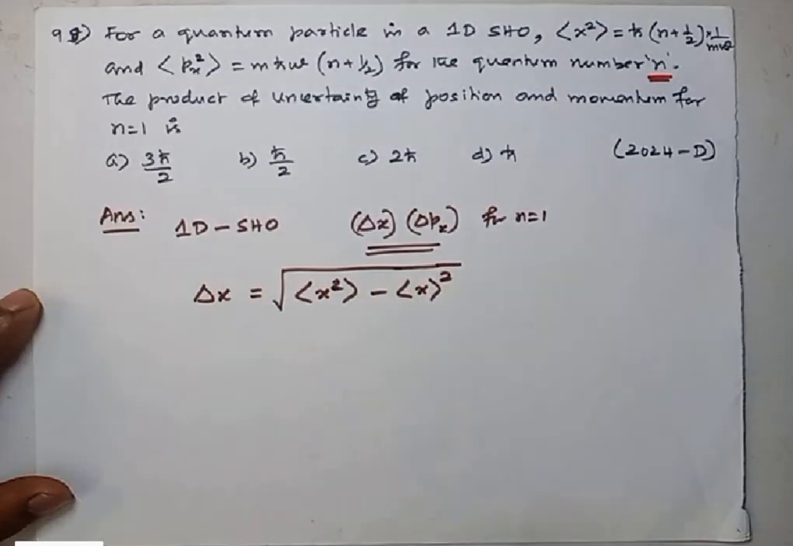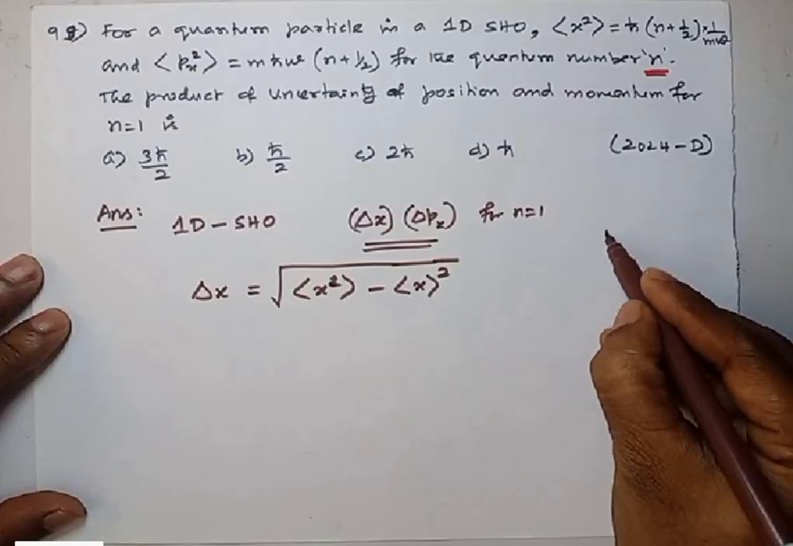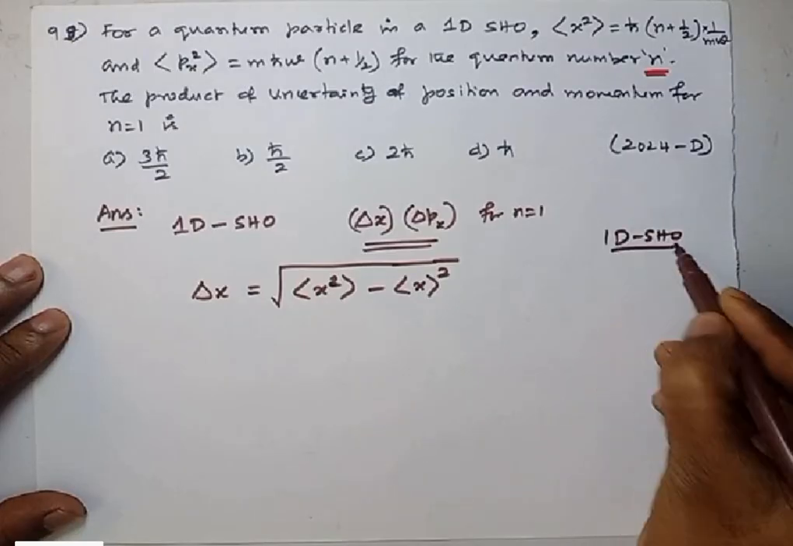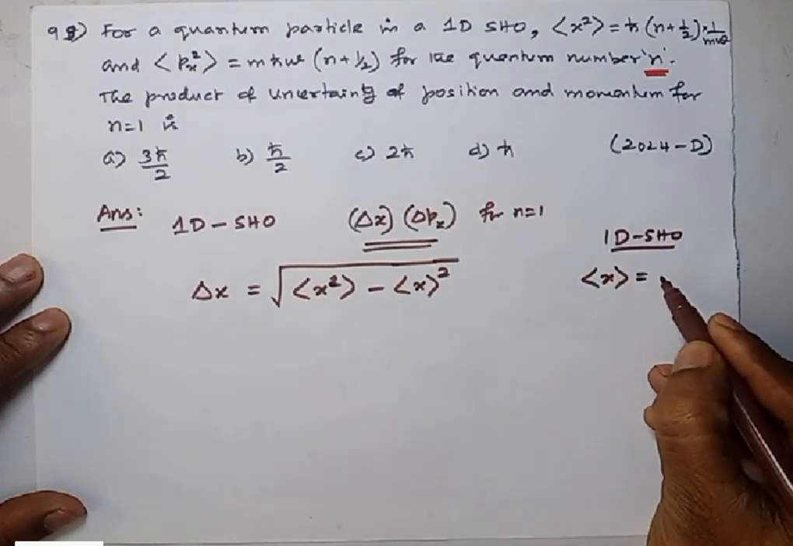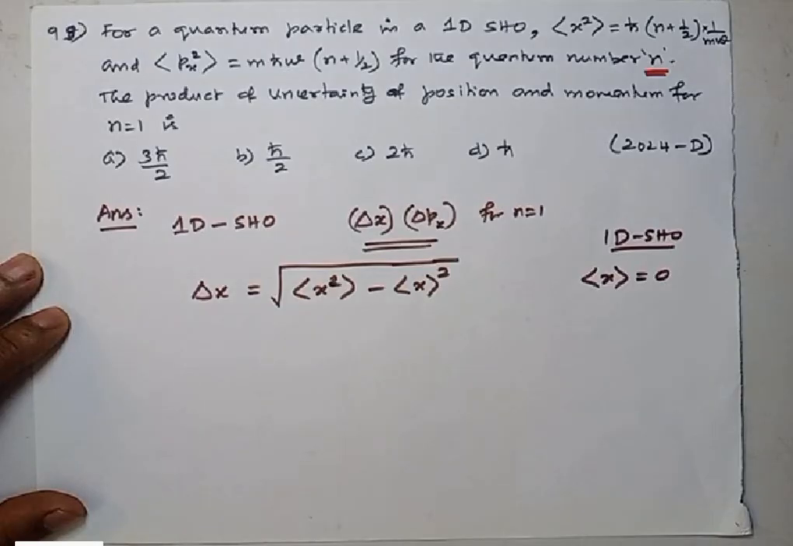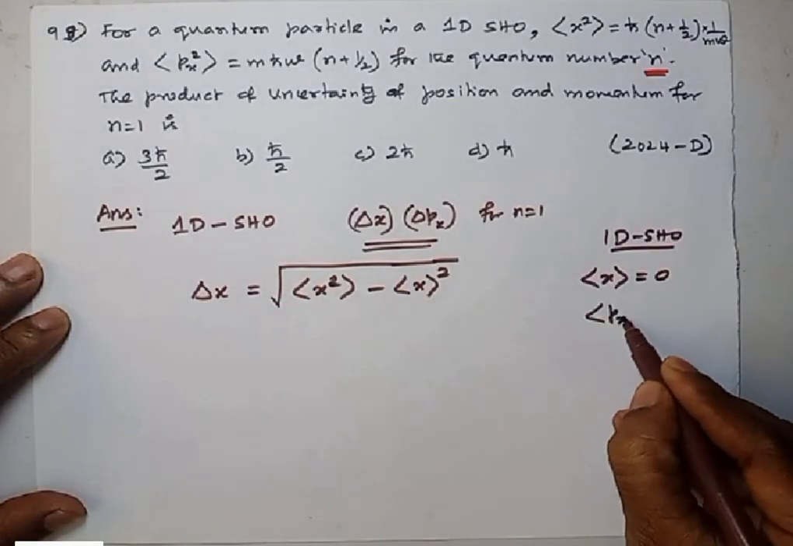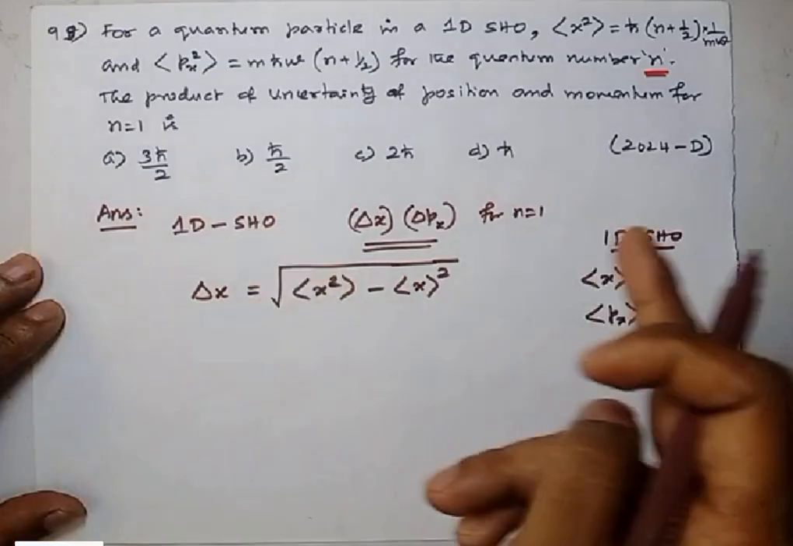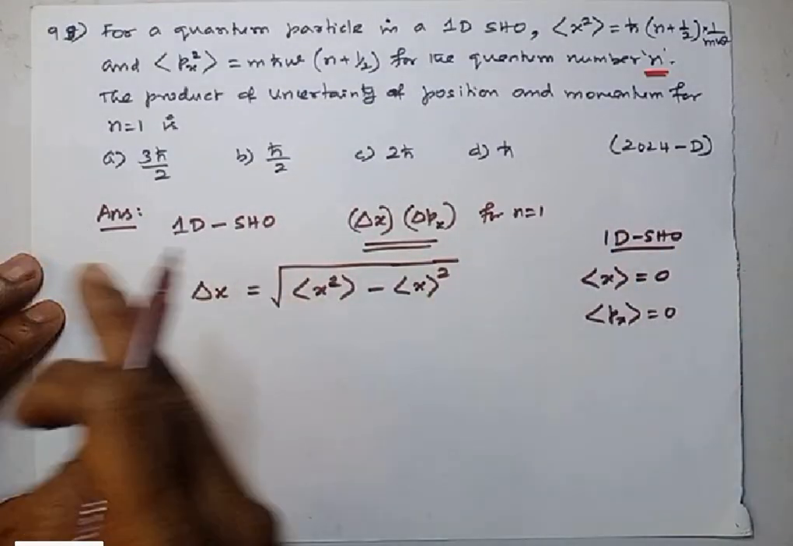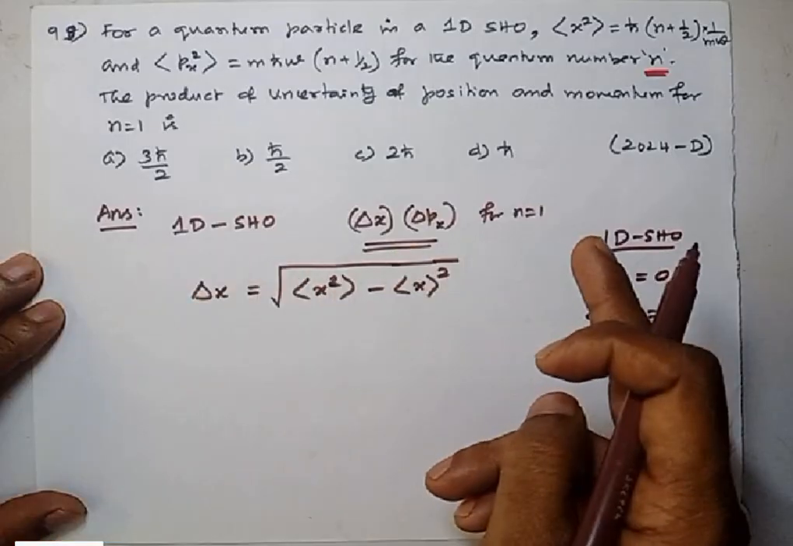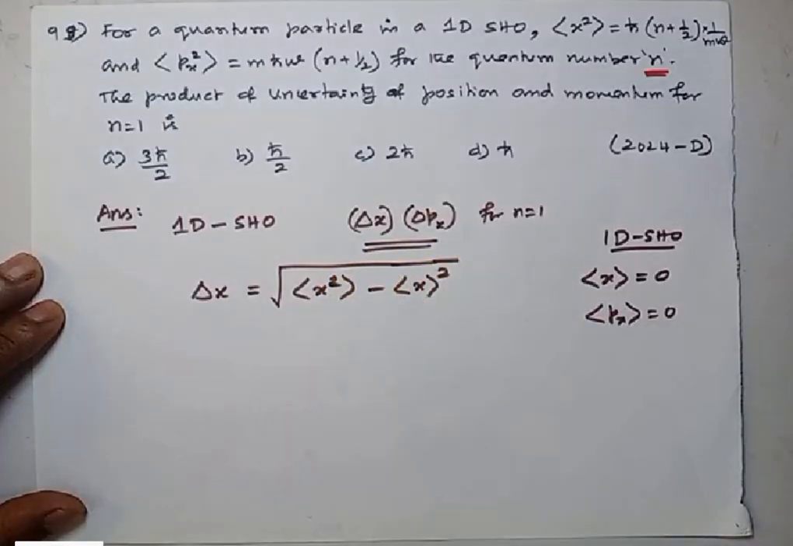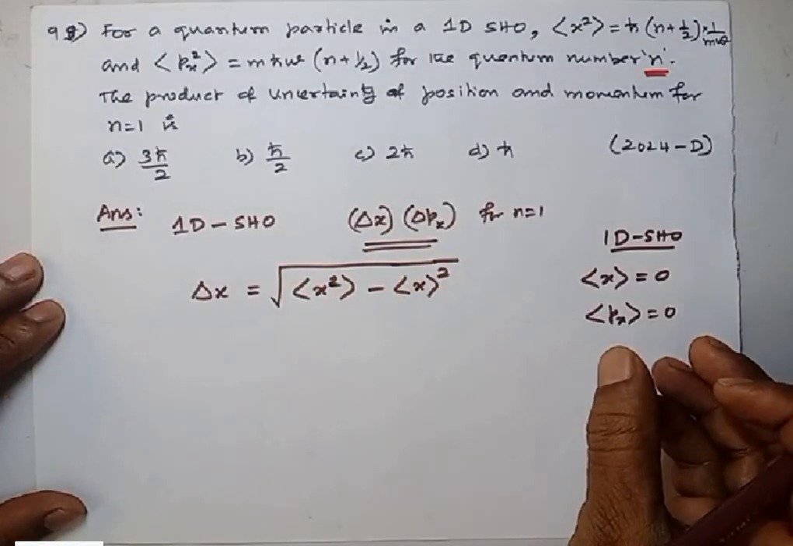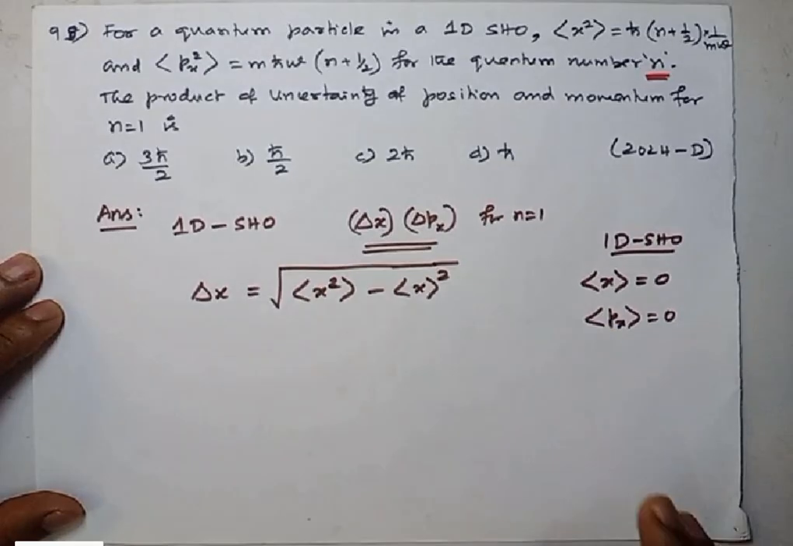The standard deviation of any variable is the square root of the average of the square of that variable minus the average of that variable, squared. And you know very well that in the case of a one dimensional simple harmonic oscillator, the average value of position is 0, and the average momentum is also 0 because the oscillator moves to and fro. Momentum in one direction is positive and in the other direction is negative. Therefore the net momentum is 0.